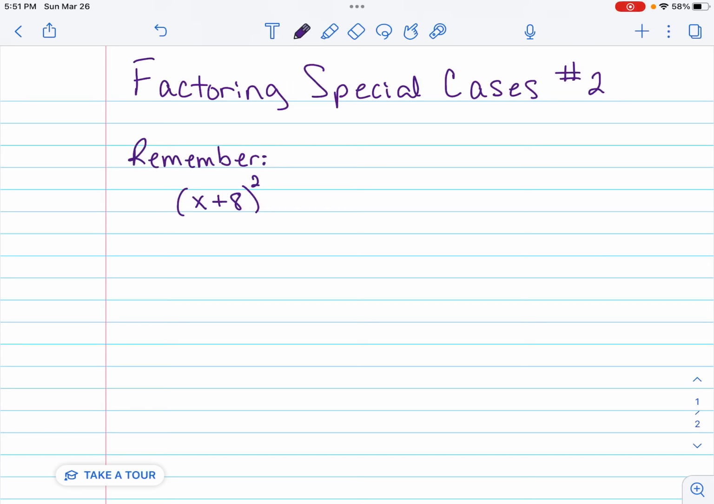Okay, in this video, I'm going to show you how to factor another type of special case, and that's when something turns out to be a perfect square. So first we have to remember what it looked like when we squared something. If you have x plus 8 squared, remember that means x plus 8 times x plus 8.